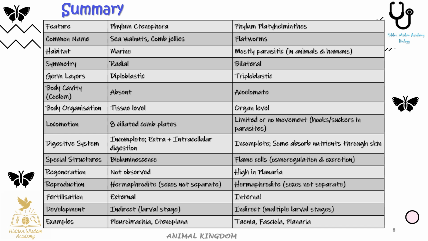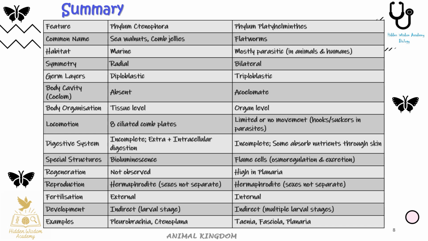Ctenophores lack a coelom, while platyhelminths are acoelomates. Tissue-level organization is seen in ctenophora, but organ-level in platyhelminths. Ctenophores move using 8 ciliated comb plates, while flatworms show limited or no movement, especially in parasites. Both have incomplete digestive systems, but ctenophores exhibit both extracellular and intracellular digestion. A special feature of ctenophores is bioluminescence. In flatworms, flame cells perform osmoregulation and excretion. Regeneration is not observed in ctenophores, but is highly developed in Planaria.